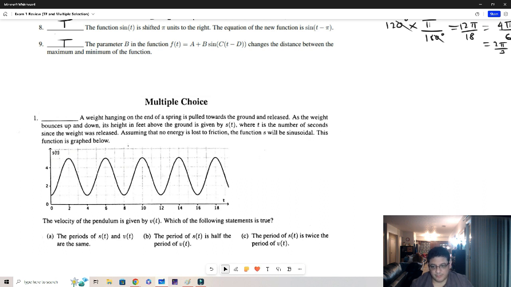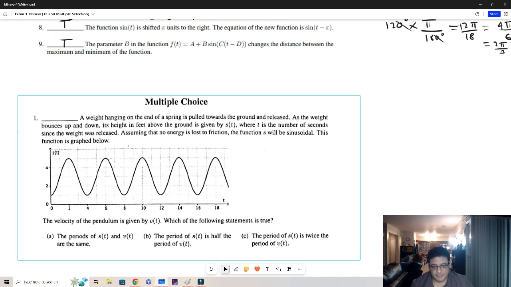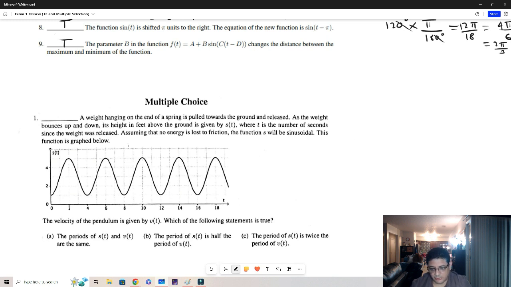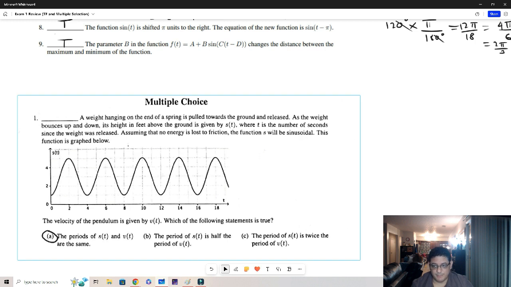A, the periods of s of t and b of t are the same. B, the period of s of t is half the period of b of t, and C, the period of s of t is twice the period of b of t. Since the change in movement is also determining how the change in distance is happening and the change in the speed is happening, then the correct answer here is going to be A. The period of S of t and b of t are the same.